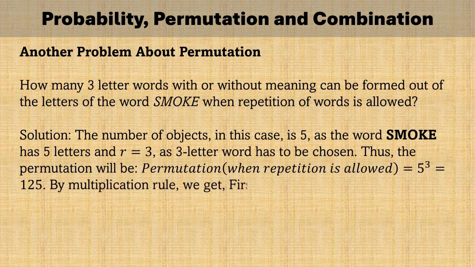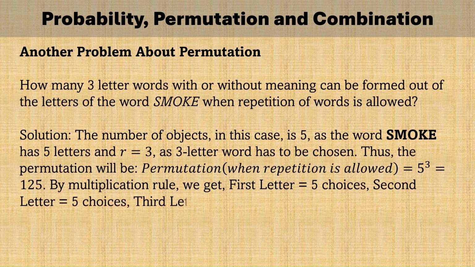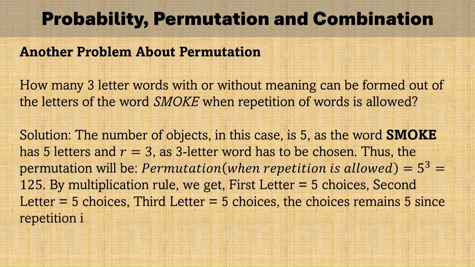125. By the multiplication rule, we get first letter equals 5 choices, second letter equals 5 choices, third letter equals 5 choices. The choices remain 5 since repetition is allowed. So, 5 times 5 times 5 is 5 cubed, which is 125. It is 5 cubed since we simply add exponents when we multiply powers of the same base. 5 is understood to have a power of 1.